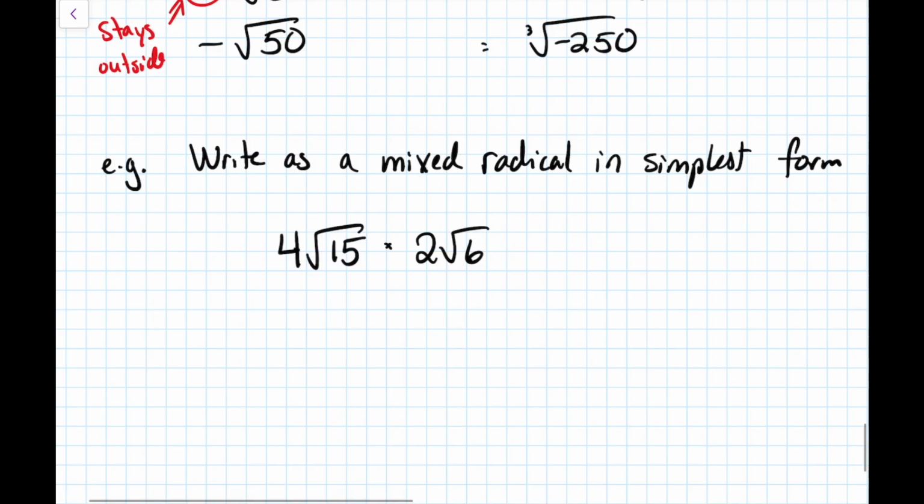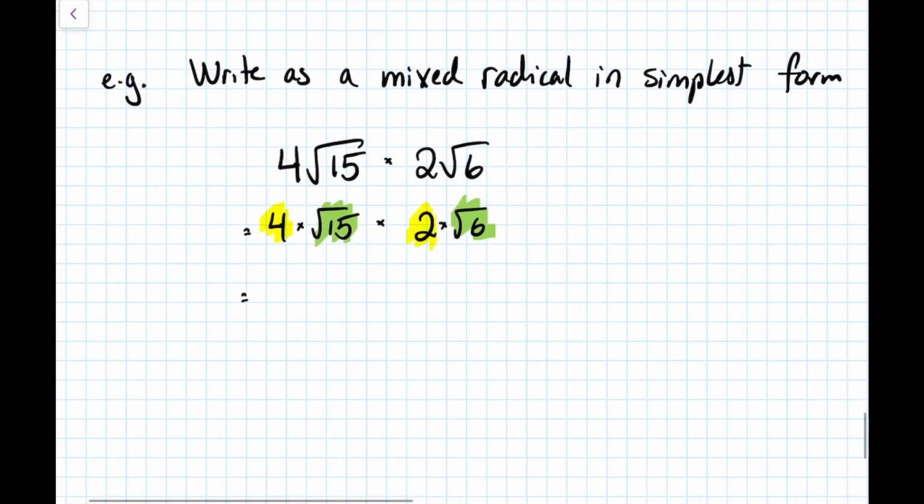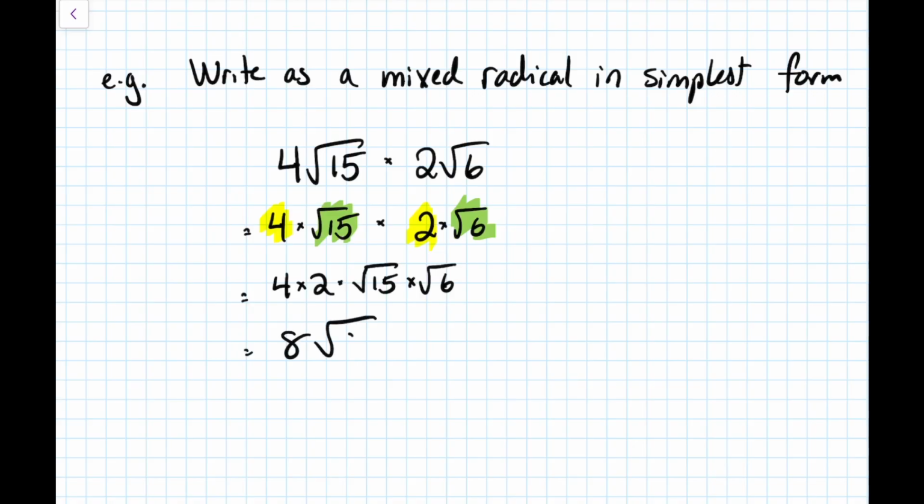But a faster way to go about it is to say, oh, okay, well, order doesn't really matter in multiplication, right? So if I'm doing 4 root 15, keeping in mind that that is just 4 times root 15, and 2 root 6 is just 2 times root 6, and I'm multiplying those, I'm really just doing a whole bunch of multiplication here. So these coefficients, which are on the outside, and these radicands, which are on the inside, I can just rearrange these things. And so this just becomes 4 times 2, and root 15 times root 6, which turns into 8 root 90.